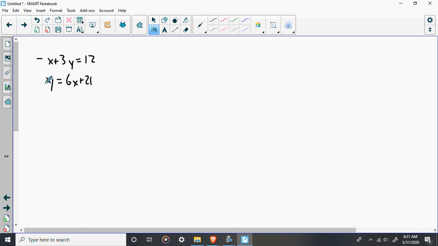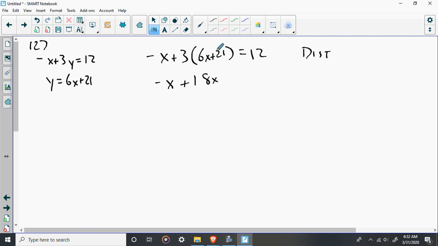All right, so here, again, the second one is isolated, so we're going to plug that into this first equation. So this is number 12. Again, negative x plus 3y, but y was equal to 6x plus 21, and that's to be equal to 12. So again, what was our first step after we substituted? Distribute. 3 times 6, again, it's positive this time, so positive 3 times 6 is going to be 18. Positive 3 times positive 21 will be 63, and that will be 12.